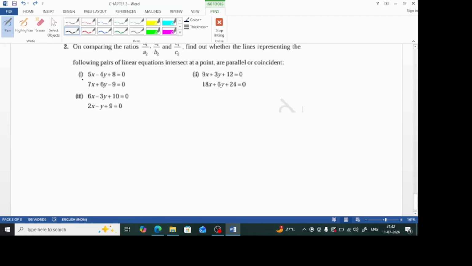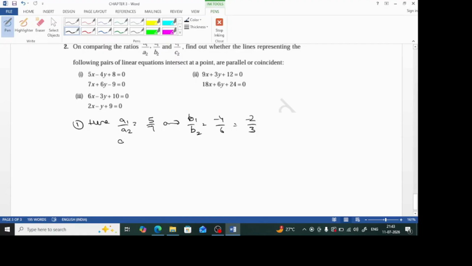In this first part, 5x minus 4y plus 8 is equal to 0, and 7x plus 6y minus 9 is equal to 0. Here we will calculate a1 by a2, that is 5 by 7, and b1 by b2, that is minus 4 by 6, which is minus 2 by 3.